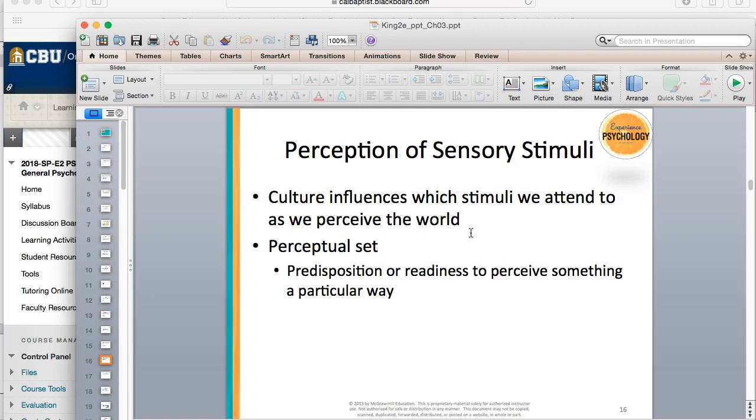So that's just a quick, brief touch on that. Perceptual set is a predisposition or a readiness to perceive something a particular way. And that also speaks to the cultural. There are many modes or areas where someone may perceive something.